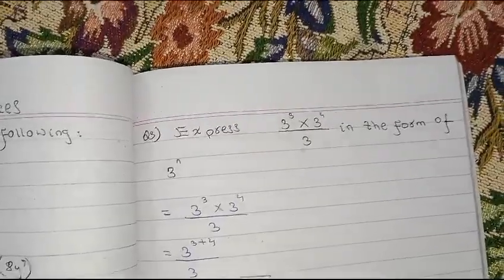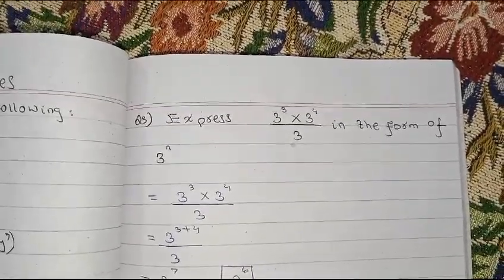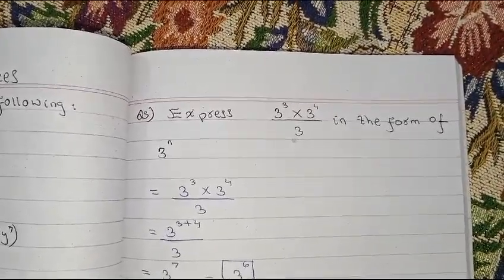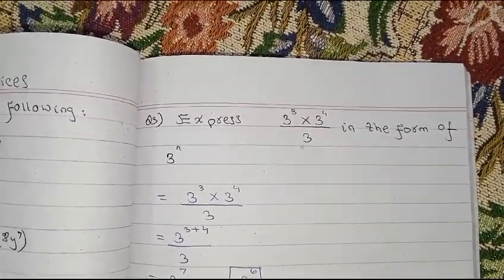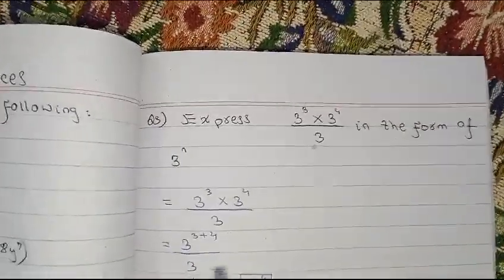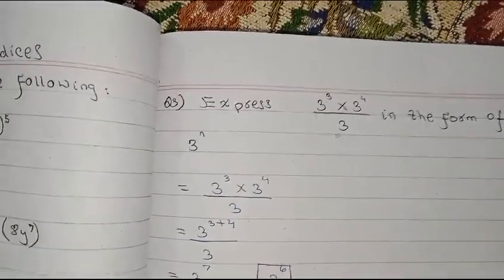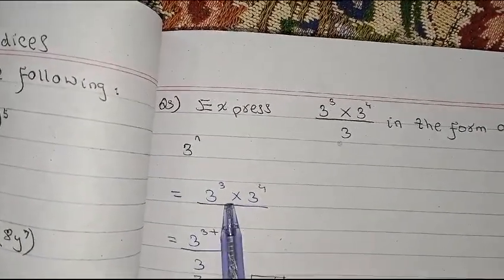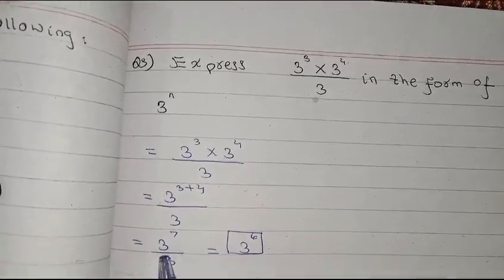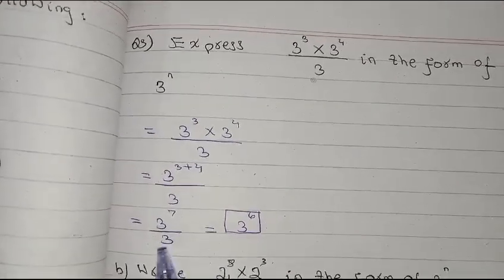So moving on to question number 3. It says express 3 exponent 3 multiplied by 3 power 4 divided by 3 in the form of 3 to the n. 3 to the n means 3 to the power of anything. So in multiplication we can add the powers. So 3 power 3 plus 4 upon 3, and 3 power 7 upon 3.